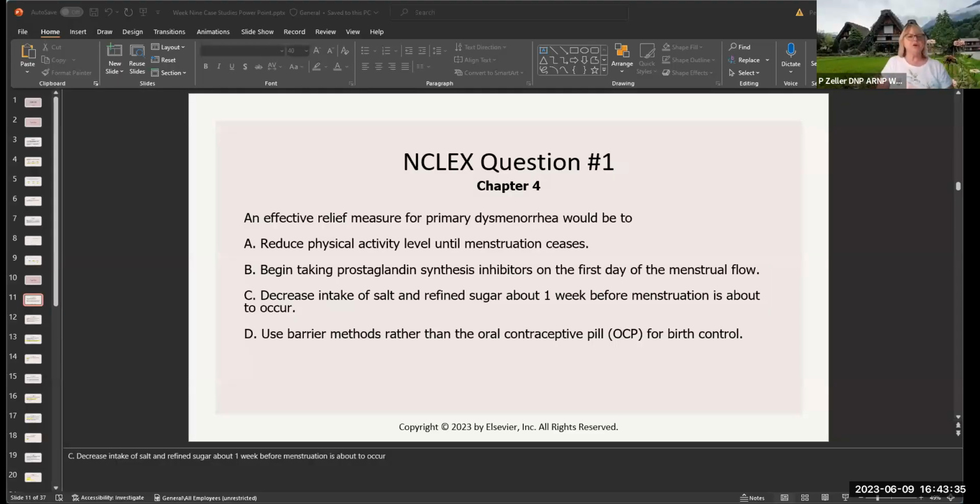Okay. So this is an NCLEX question. So an effective relief measure for primary dysmenorrhea. Do you know what dysmenorrhea means? Painful or difficult menstruation. Yeah. So relief measure kind of tells you that it's probably some kind of discomfort. What would you recommend? There's more than one answer, I think, here. Let's see. Nope, there's only one answer.